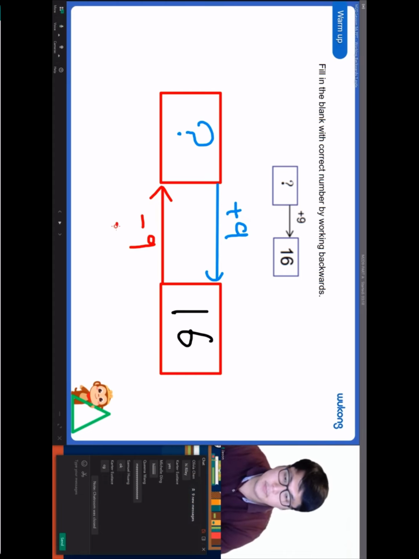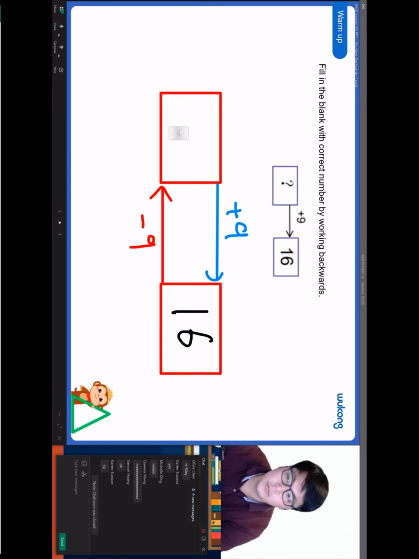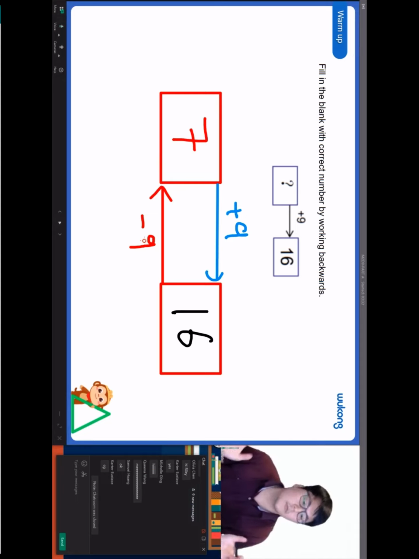And then what you need to do next is do the subtraction. 16 take away 9, that equals to 7. Okay, now after finishing your flowchart, you need to double check your work.